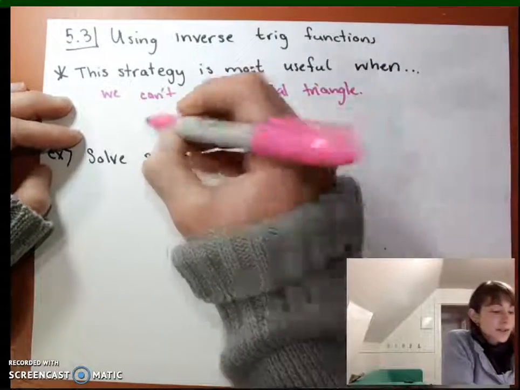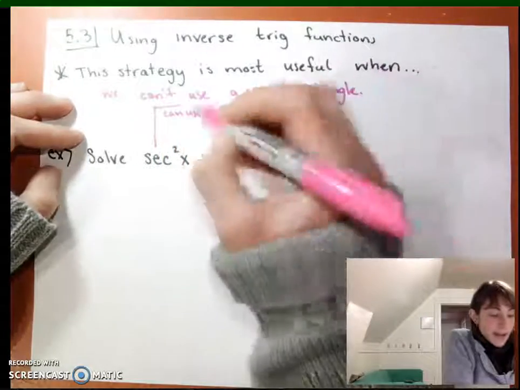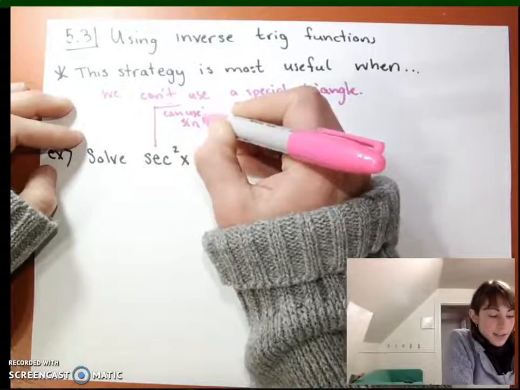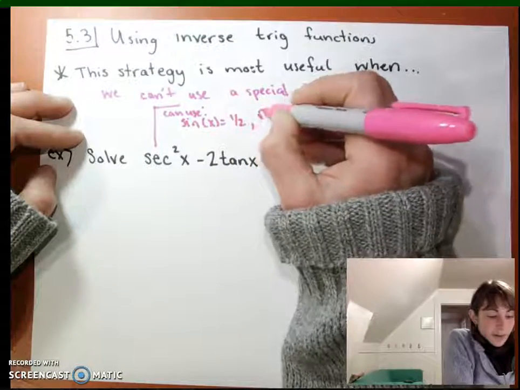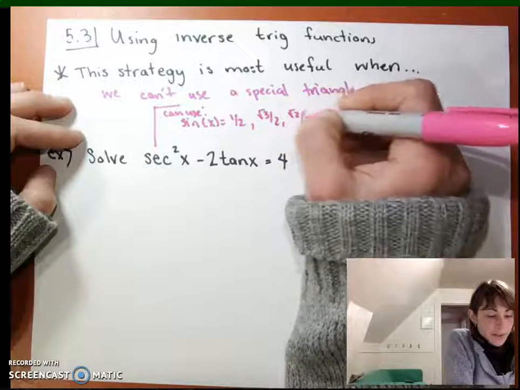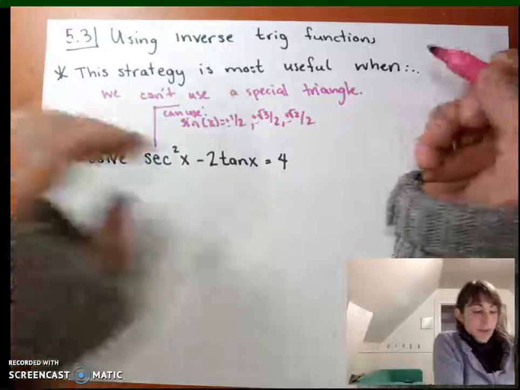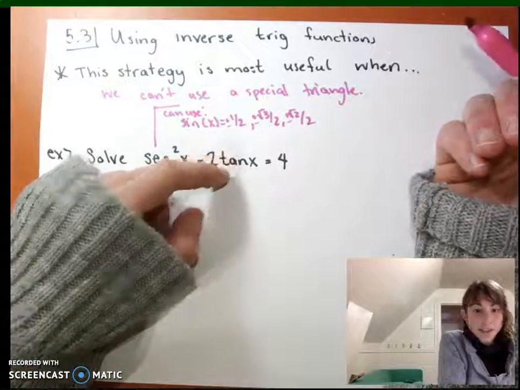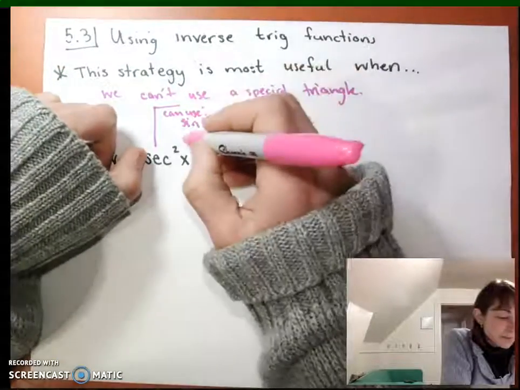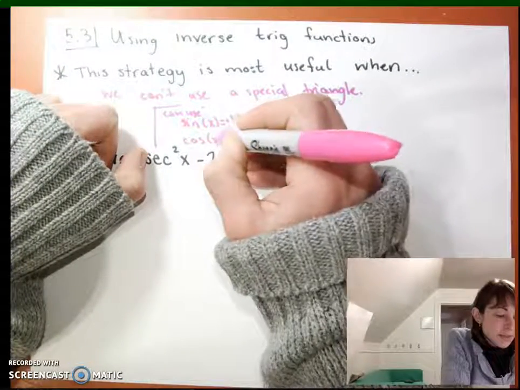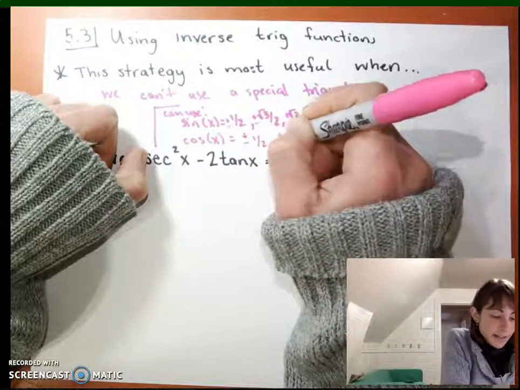So we can use a special triangle if we have that sine of x equals a half, or root 3 over 2, or root 2 over 2, and plus or minus any of those. Because we know that those are the values that sine takes for our special angles, like pi over 6, pi over 3, and pi over 4. We can also use a special triangle if we have that cosine equals plus or minus any of these values.